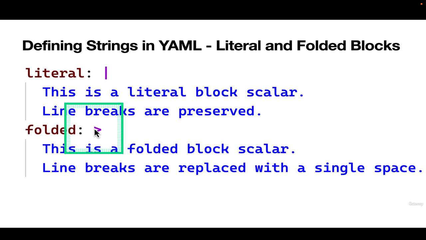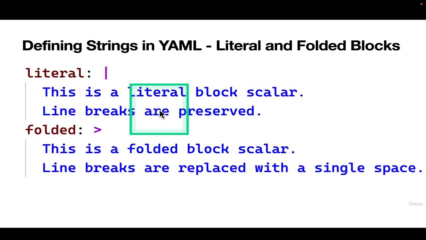Next we have the folded format, and we use this angle bracket. Folded block scalars use a greater than symbol and replace line breaks with a single space, folding the text. That's why it's called a folded block. So this is a folded block scalar. Line breaks are replaced with a single space. When we store it, it will be just a single line. These two lines will be combined together into a single line, with a single space added here, but this will be two lines.